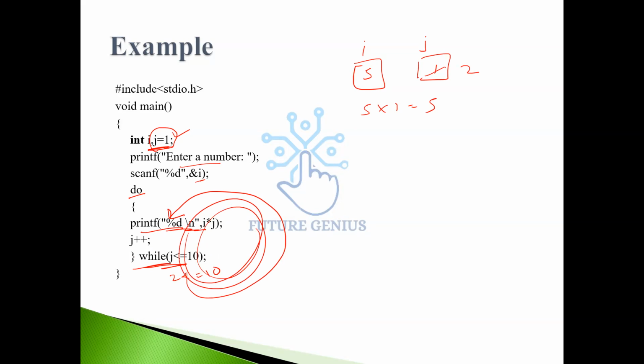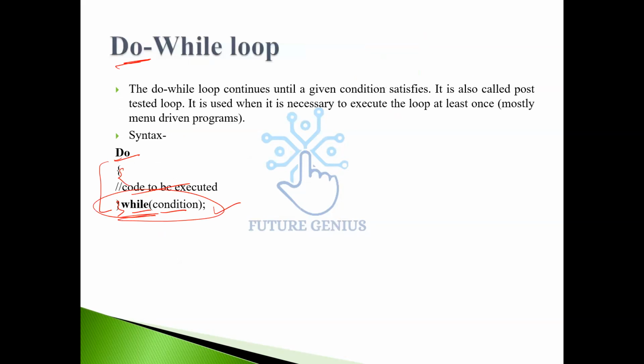So the do while loop is an exit control loop, and the while loop and for loop are entry control loops. So this is all about looping.